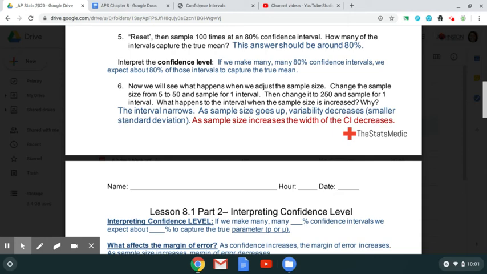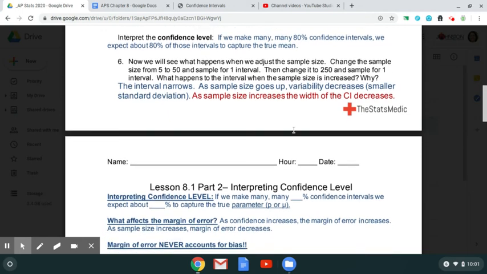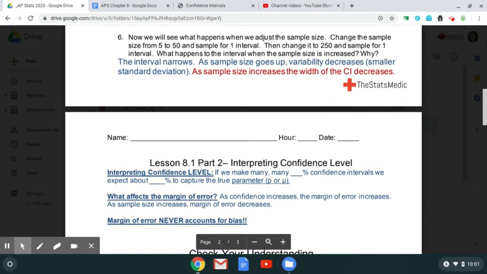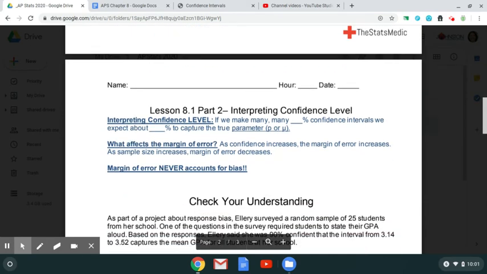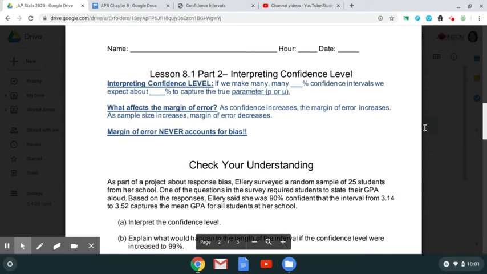Then you were also to investigate how your sample size affects the confidence interval. The sample size going up is going to decrease the variability, which gives us a smaller standard deviation. So as sample size increases, the width of the confidence interval will also decrease.